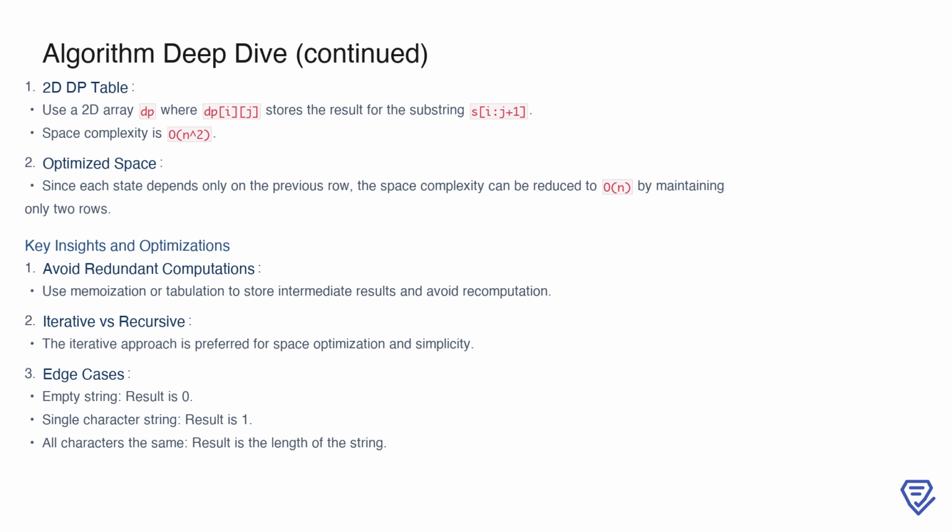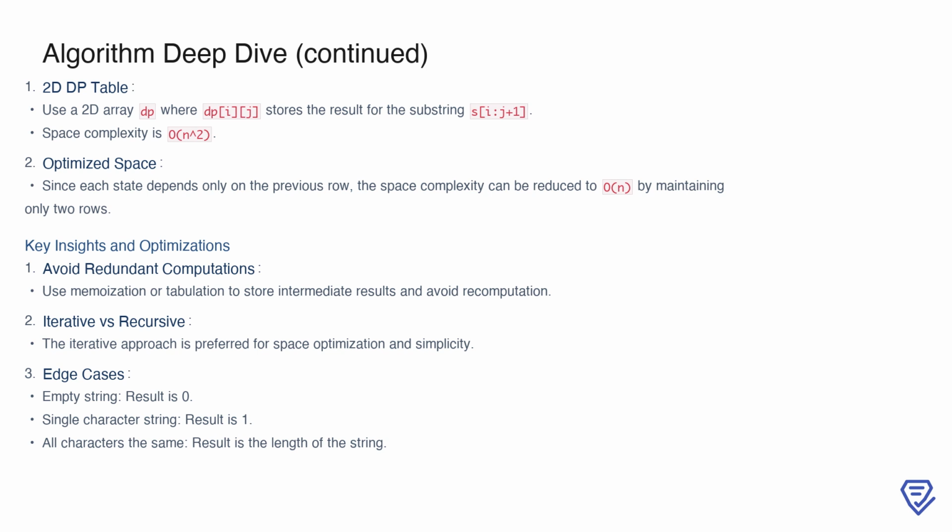To implement this dynamic programming approach, we use a 2D table dp where each entry stores the result for a specific substring. This requires n squared space, as the table has dimensions n by n, where n is the length of the string. However, since each state depends only on the previous row, the space complexity can be optimized to O(n) by maintaining just 2 rows at a time.